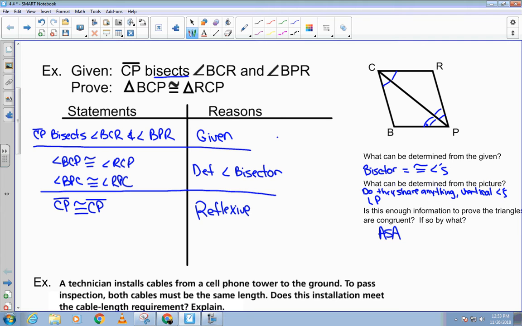Okay. All right. So we have stated a pair of angles and a side, and the side is in between the two angles, right? Even though we didn't state it in that order, that's okay. So now we can say that triangle BCP is congruent to triangle RCP. What would my reason be? ASA.